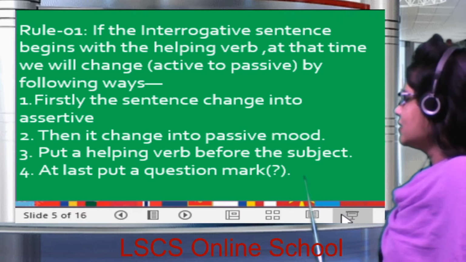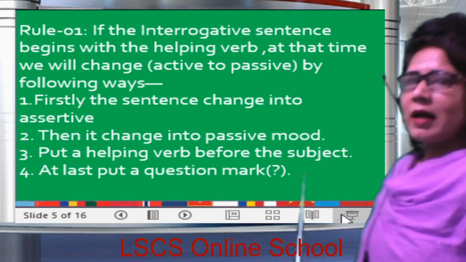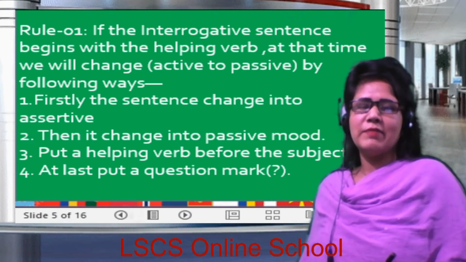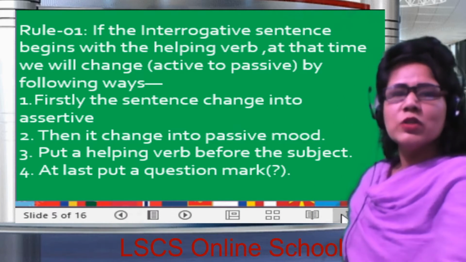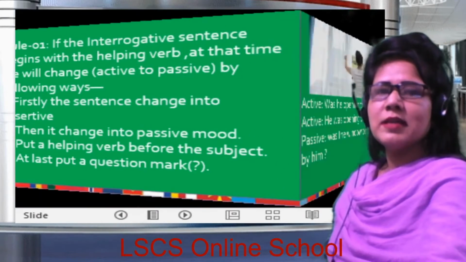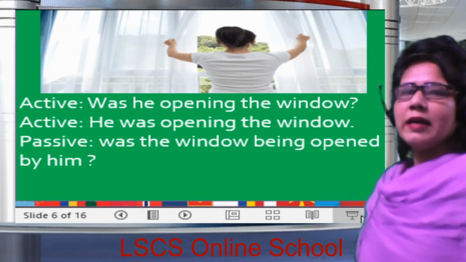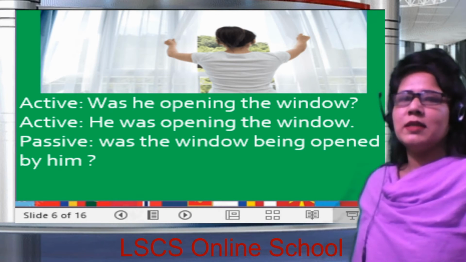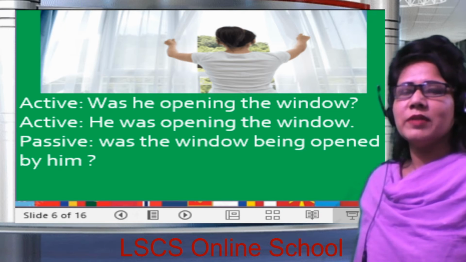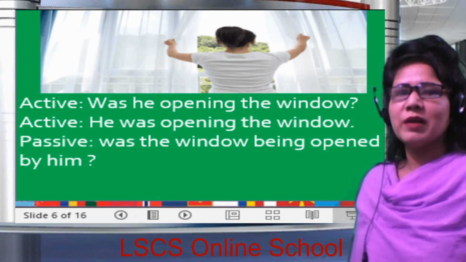Here see carefully, remember it. I hope that you all have understood, my dear students. So next rule for you, but before going to the next rule, just see an example, my dear students. Active voice: Was he opening the window? This is active voice. The sentence begins with a helping verb, dear students.